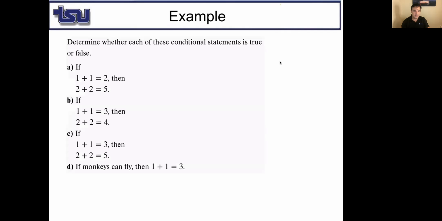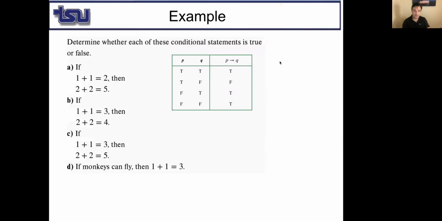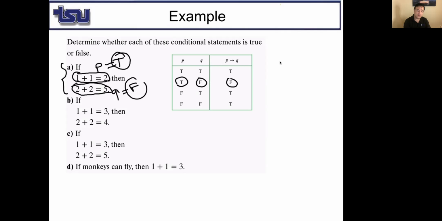Okay. Here's an example. Let's say determine whether each of those conditional statements is true or false. Let's recall this. If both of them are true, it is true. If the first one is true and the second one is false, it's false. If the first one is false, no matter what the second one is, the compound proposition is true. Here, this is P. Here, this is Q. So P is true: 1 plus 1 is 2. That's true. 2 plus 2 is 5 is false. So true, false is false. So this will be false.